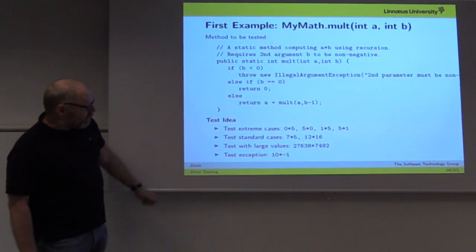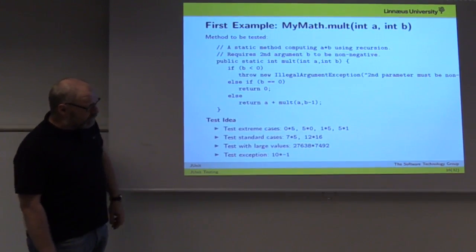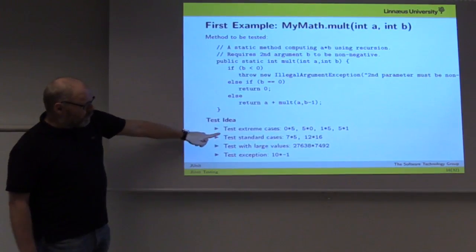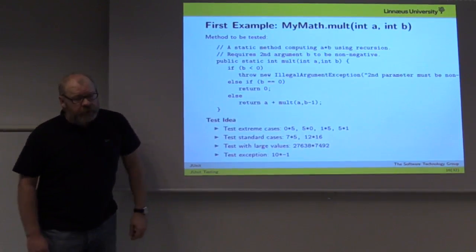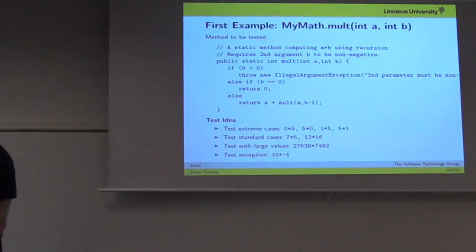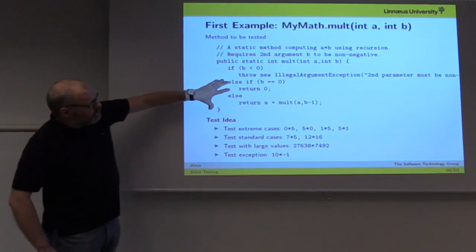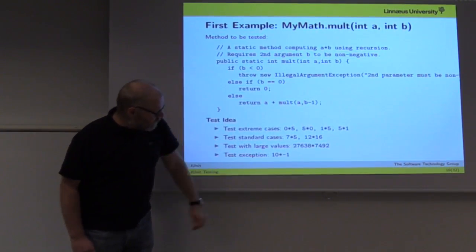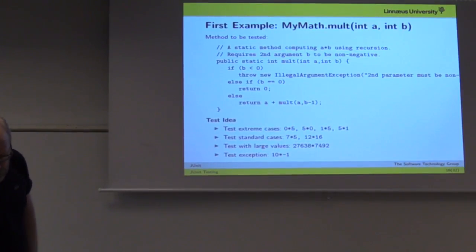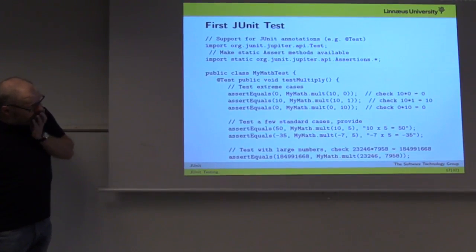My idea here is that we are testing a few extreme cases, I call them here multiply by 0 and 1. A few standard cases, a somewhat larger case, and then we test that it throws an exception. So this is the test idea. Does it make sense? Extreme cases, large case. This one throws an exception, so we should verify that it actually throws an exception when we have a negative B value. This is the test for this one.